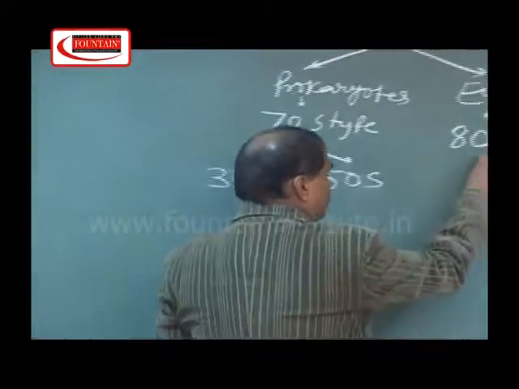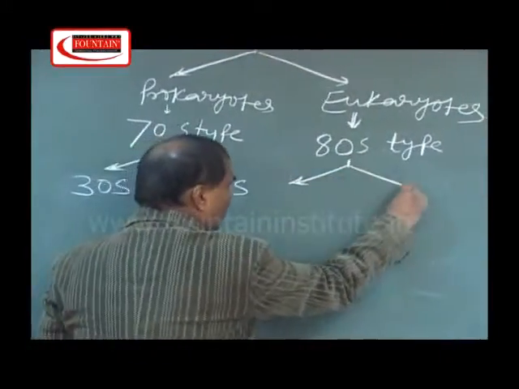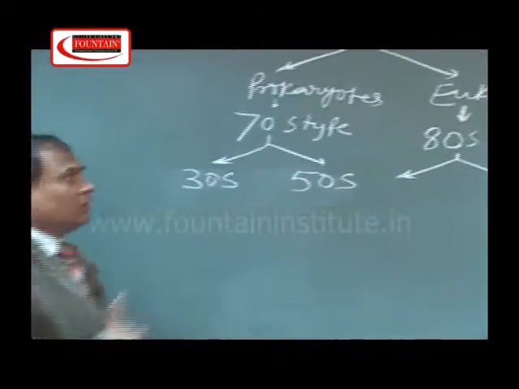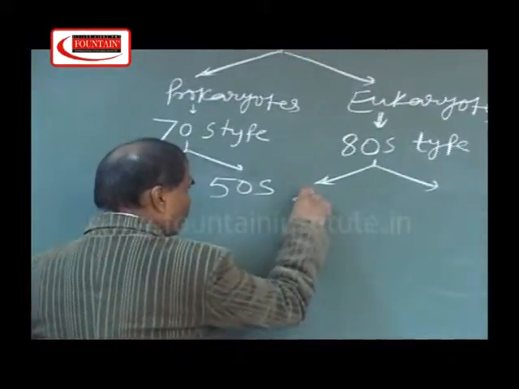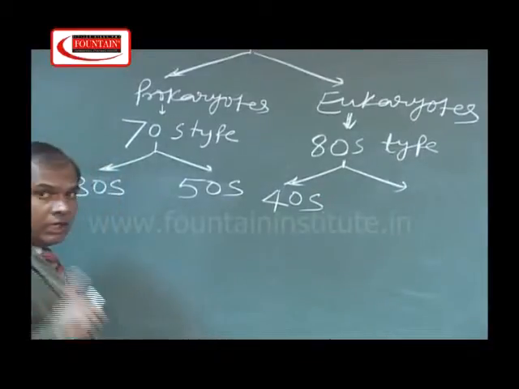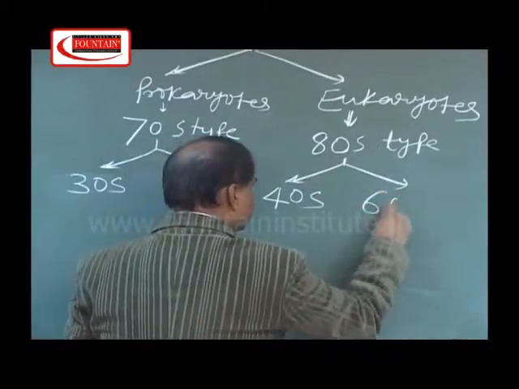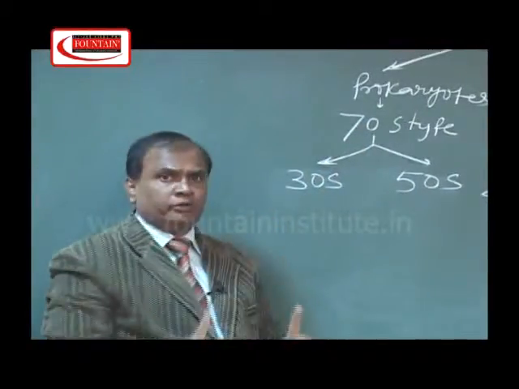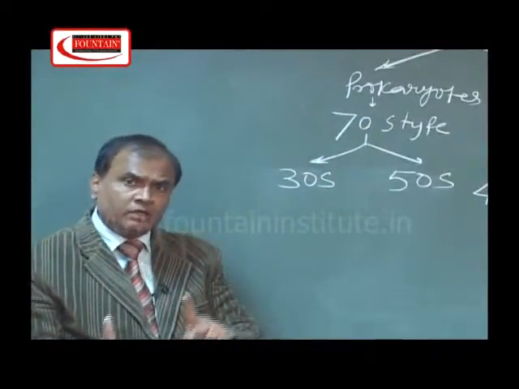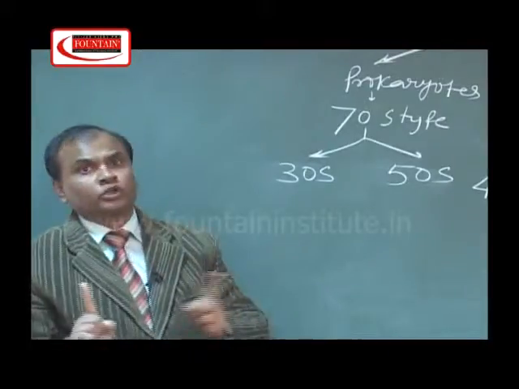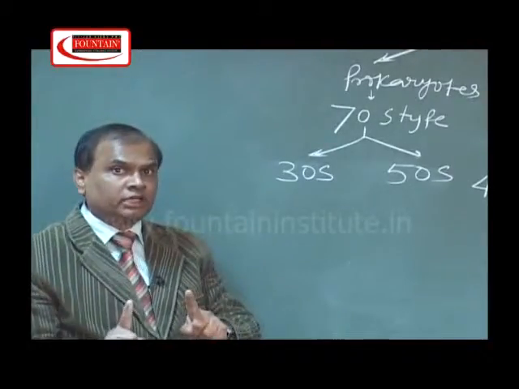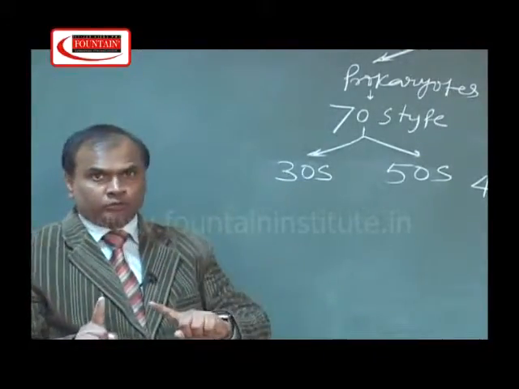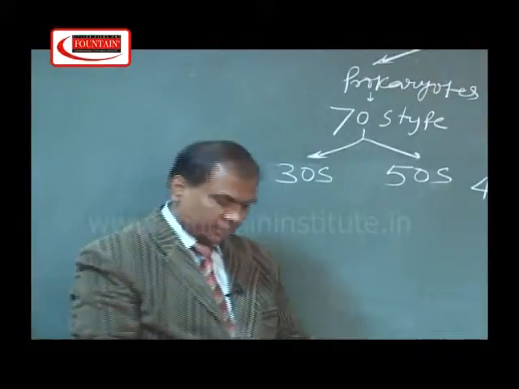Likewise, this 80S eukaryotic ribosome also consists of two subunits. The smaller subunit is of 40S type, whereas the larger subunit is of 60S type. These two ribosomal subunits usually lie free in the cytoplasm, but during protein synthesis they get associated along the mRNA to form 70S type or 80S type.